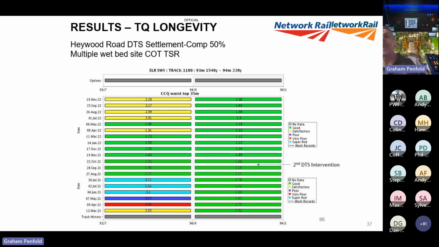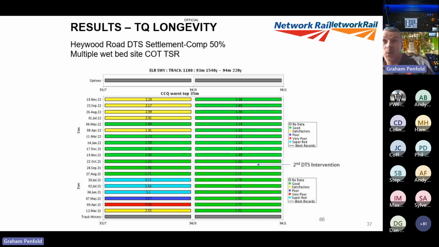In this example, I've got 3 examples, and this one's a really good one. This was a multiple wet bed site with a condition of track temporary speed restriction on. As you can see at the bottom of the graph, we've got a satisfactory that goes immediately from the next run into very poor. So you can see you've got a very high deterioration. Then there was manual intervention, which brought it from very poor back into poor.